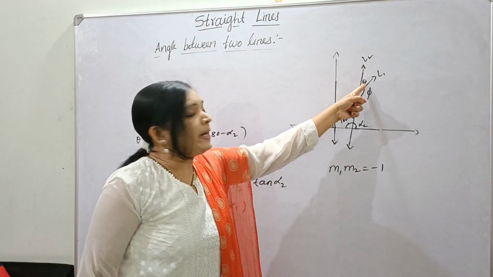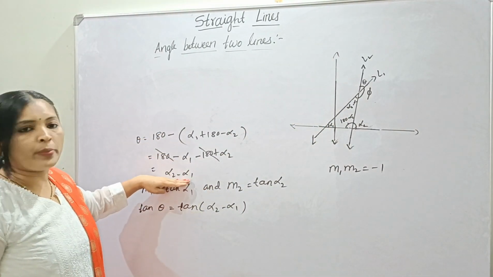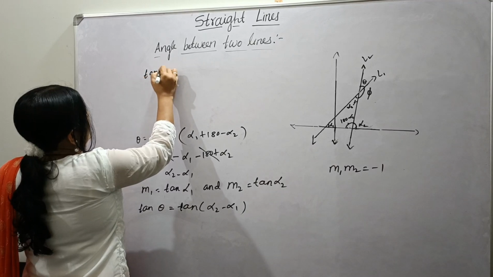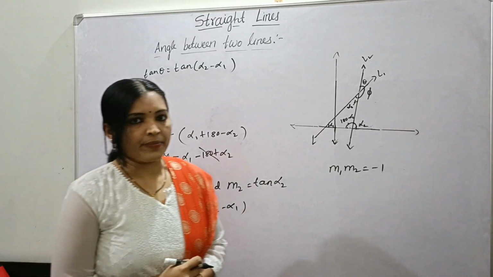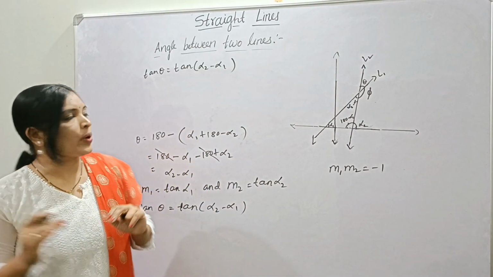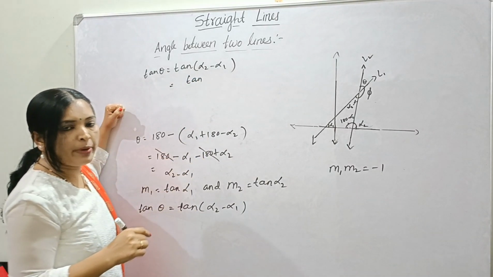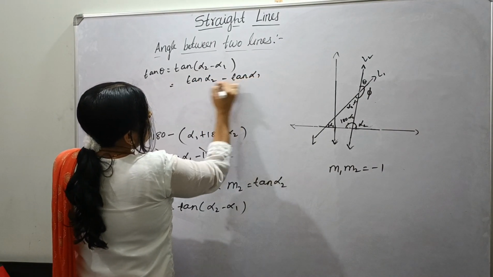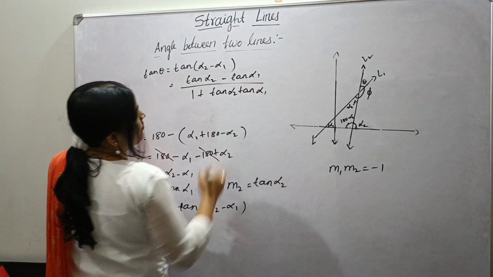So theta is nothing but the angle between two lines. Tan theta is equal to... we have theta equal to alpha 2 minus alpha 1. Therefore, tan theta is equal to tan of alpha 2 minus alpha 1. What is tan of x minus y? In trigonometry, we have studied that tan of x minus y is tan x minus tan y divided by 1 plus tan x into tan y. So, tan alpha 2 minus tan alpha 1 divided by 1 plus tan alpha 2 into tan alpha 1.